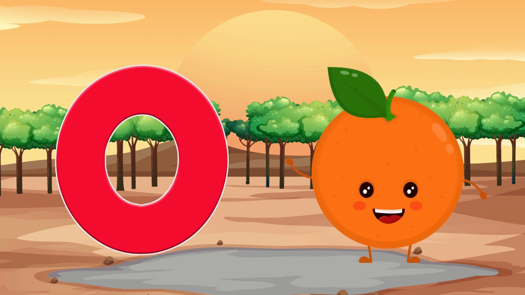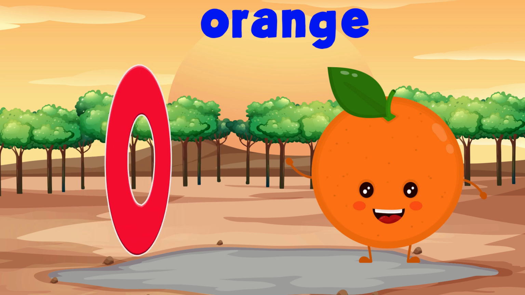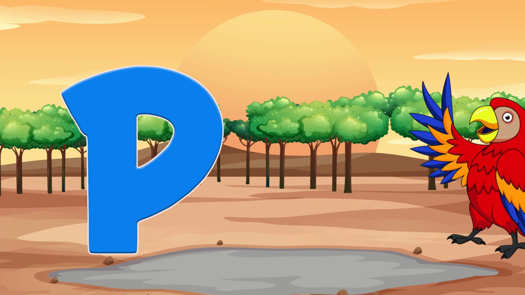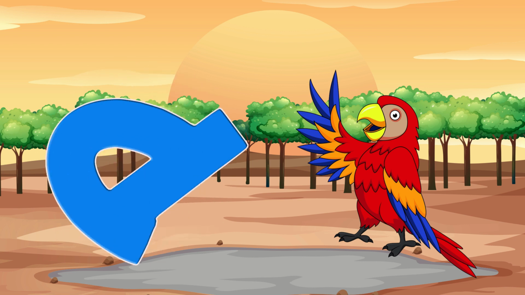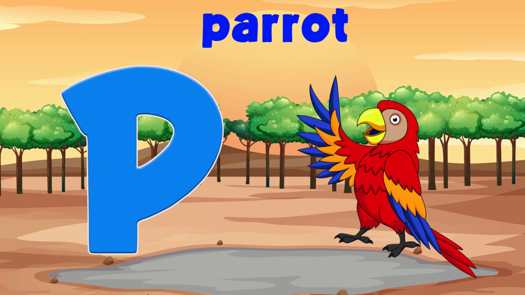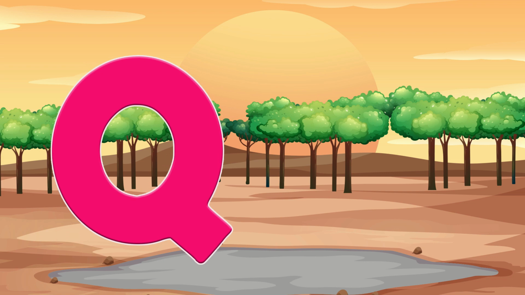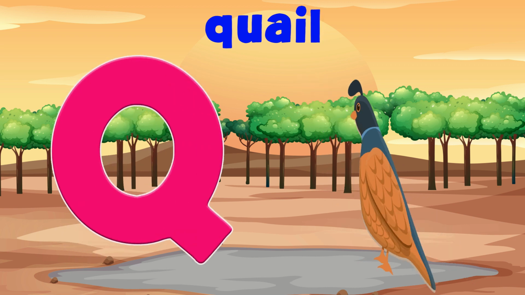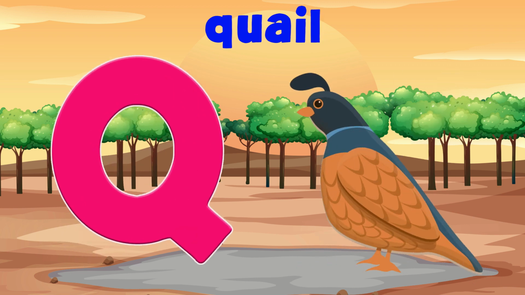O is for orange. Orange. O, orange. P is for parrot. Parrot. P, parrot. Q is for quail. Quail. Q, quail.